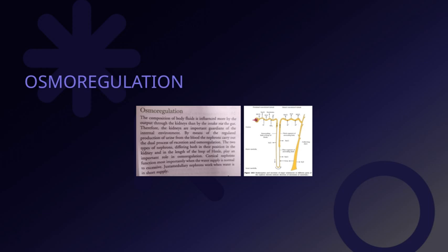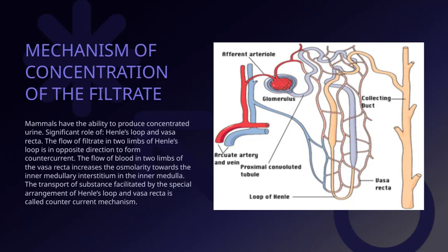constantly changing environment. Mammals have the remarkable ability to produce concentrated urine, which is essential for conserving water. A key part of this process involves the Henle's loop and the vasa recta. These structures work together through a mechanism known as the countercurrent mechanism. In the Henle's loop, the flow of filtrate in the two limbs moves in opposite directions. That's what we call countercurrent flow. This arrangement is crucial because it allows for efficient exchange and concentration of solutes.